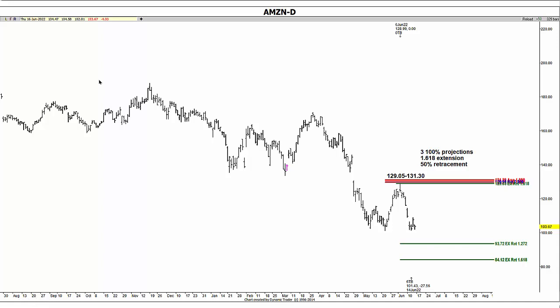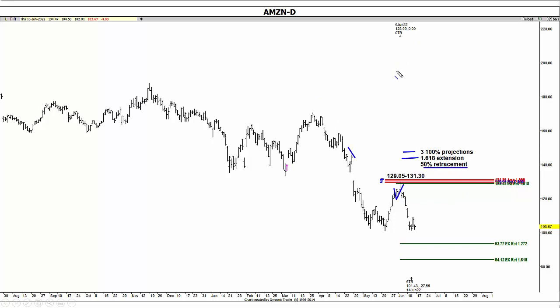Okay, I have another recent example. This was one of the ones I had put on Amazon. This was after everybody was excited that Amazon was going to split, and they thought that that would be bullish, but we had slammed into a resistance cluster at 129.05 to 131.30. It included 3 100% projections. Those are the red lines. I color code them. A 1618 extension of a prior swing. Actually, I think it was this minor swing here. And a 50% retracement of one of these prior swings.